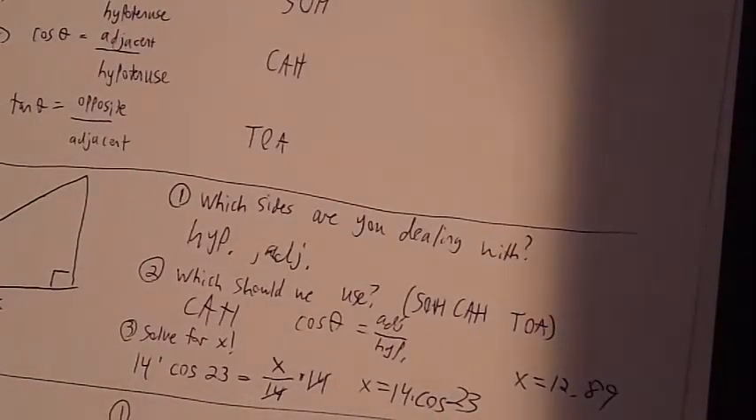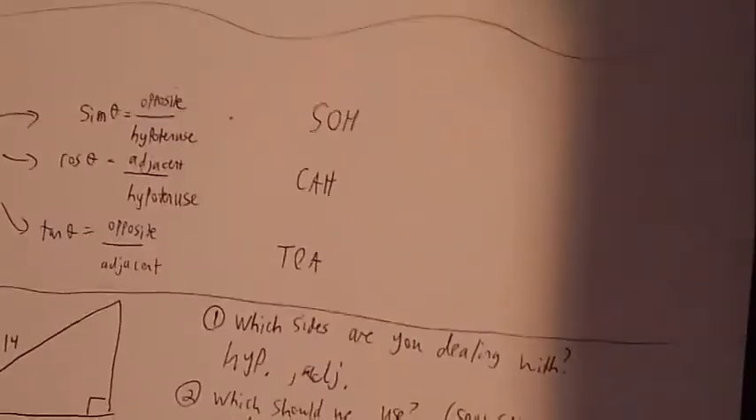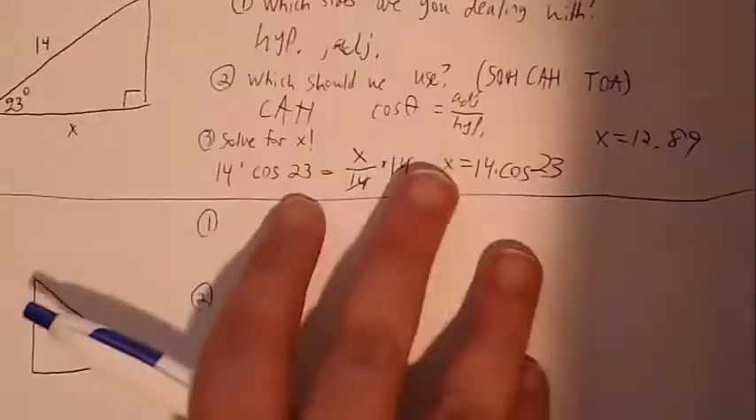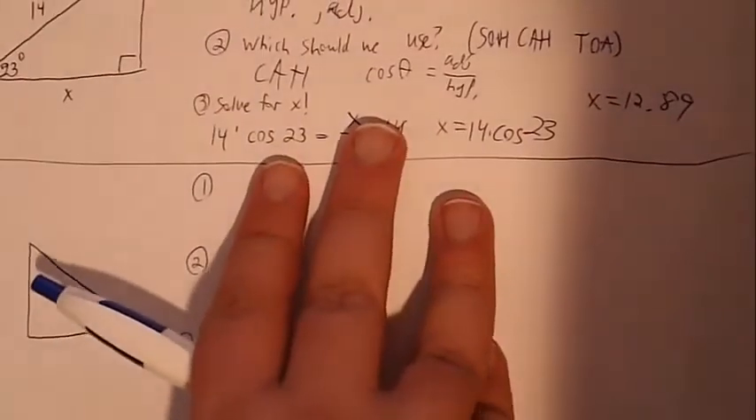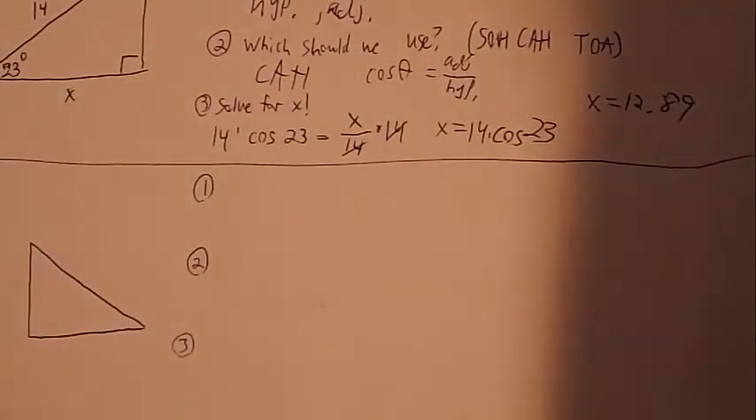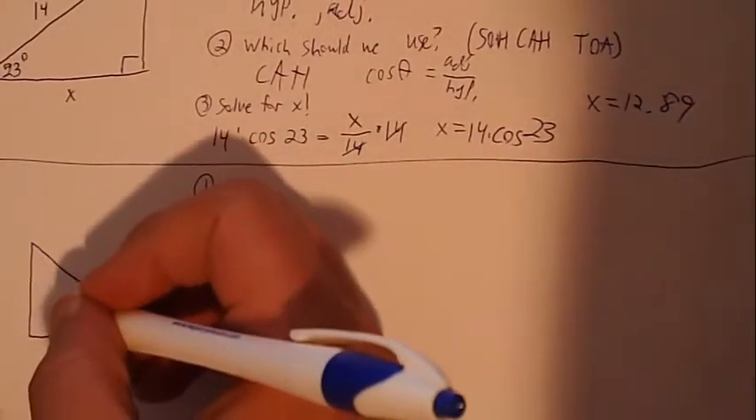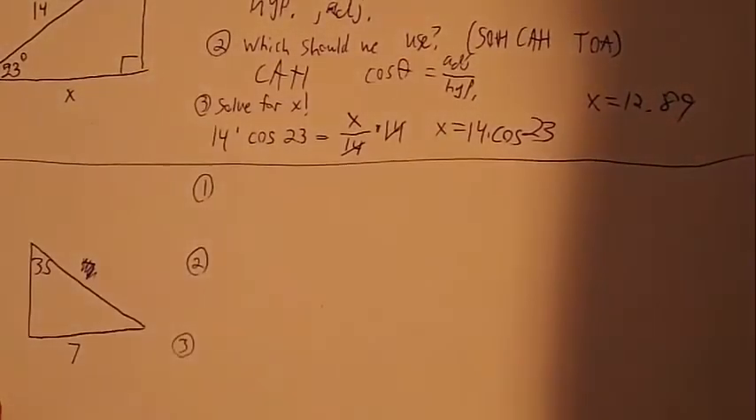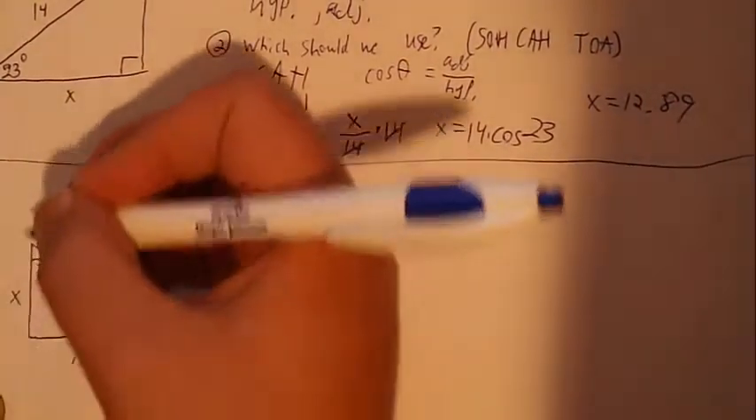Let's take a look at one more example. It's a little more complicated than that one, only because of the algebra that's involved in it. So what we're going to have is an angle that has a size of 35, an opposite side that has a length of 7, and a hypotenuse of x.